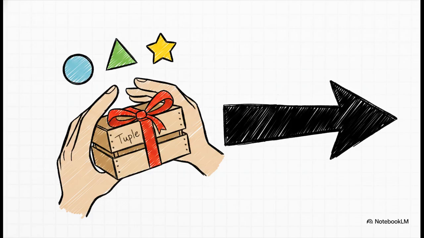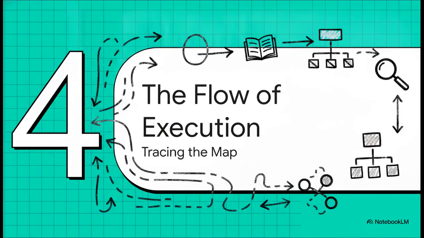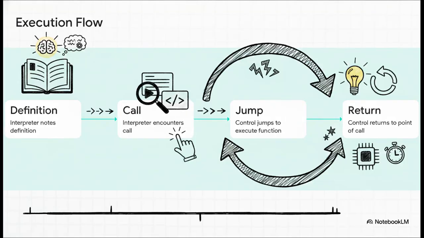So simple. Section 4, the flow of execution, tracing the map. Because we're jumping around now, you can't just read your scripts top to bottom anymore. You have to trace them like a map. Let's trace this map and see how this builds a four-step lifecycle. Step 1. The Python interpreter encounters the function definition. Now, it doesn't run the code yet, it just makes a mental note that this custom command now exists. The statements inside just wait patiently.